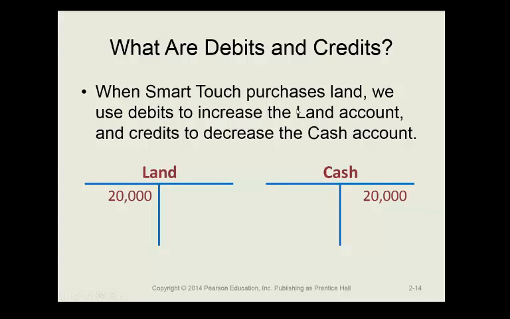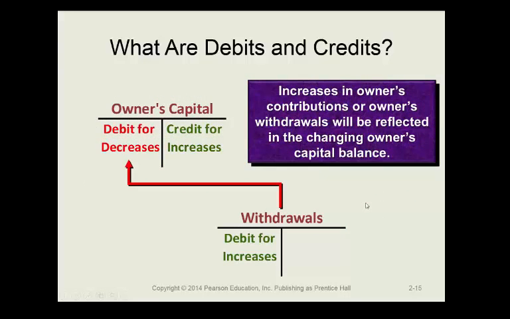Let's look at an example. When they purchase land from that example we looked at, we'll use debits to increase that land. We said land increases, right? So we're going to increase our T account for land with a debit and decrease our cash with a credit. Now we'll look at owner's capital. Remember we said withdrawals are anything that the owner takes out of the company. They're taking cash out, so this is going to be reflected in their capital balance. We'll debit the owner's capital. Since it's an equity item, it increases with a credit, so we decrease it with a debit for our withdrawals.